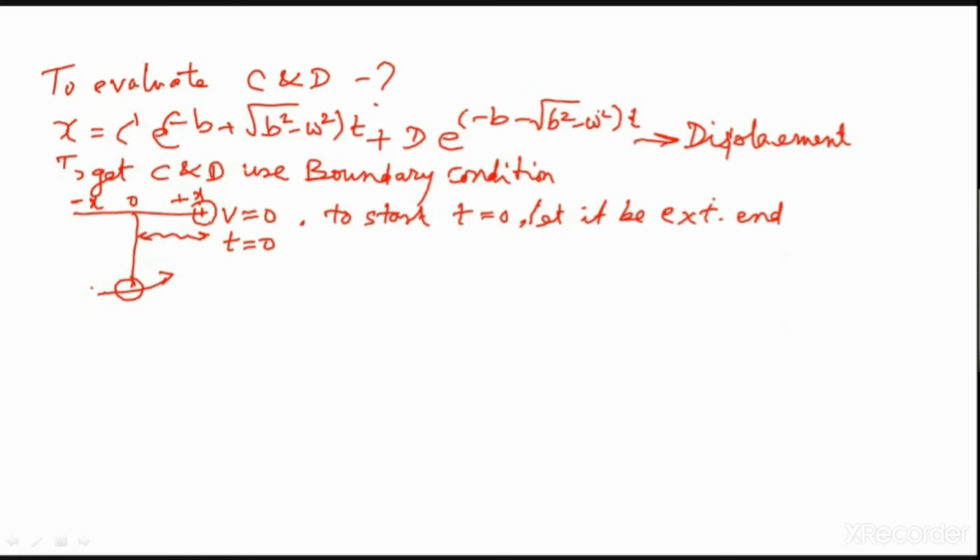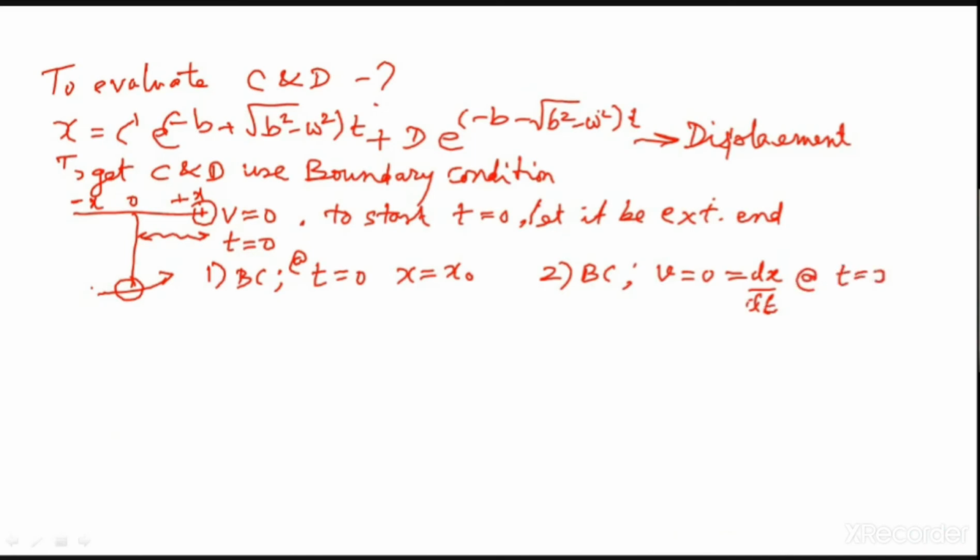So now, what is the first boundary condition? I say t is 0. At t is 0, x is equal to x naught. And the second boundary condition will be v is 0, that is velocity is 0, that is equal to what? dx by dt, isn't it? dx by dt is 0 at t equal to 0.